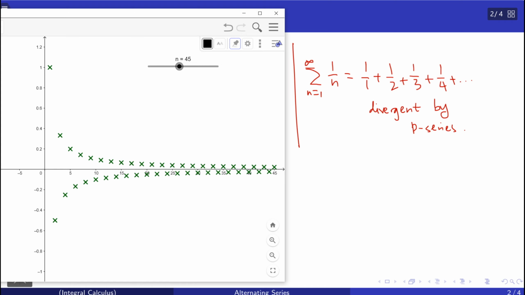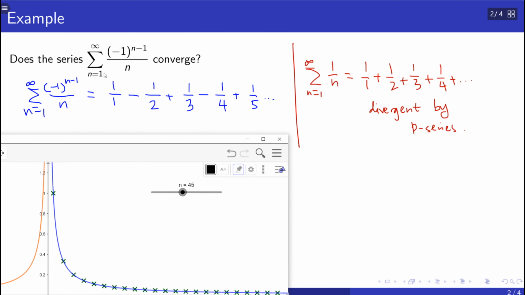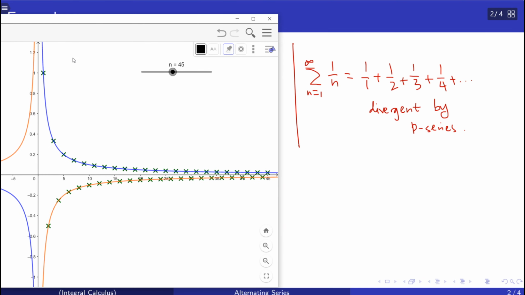And you can see that if I graph 1 over x and negative 1 over x, the terms lie exactly on those curves. And that makes sense, right? This just means let's take integer inputs and plot our points alternatingly on the positive and on the negative version of 1 over x. So this is what you're getting.